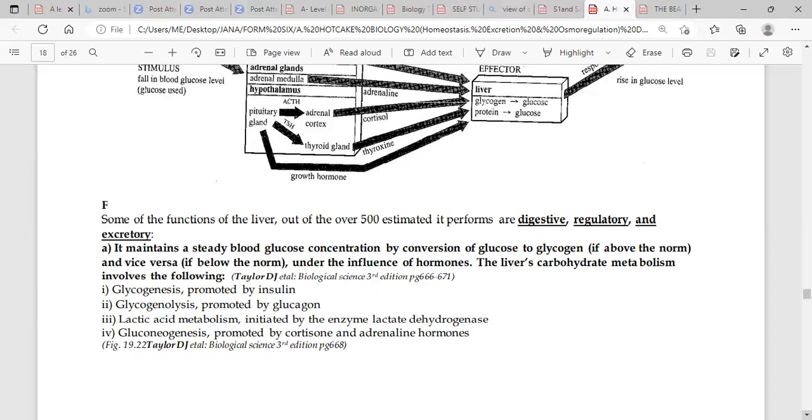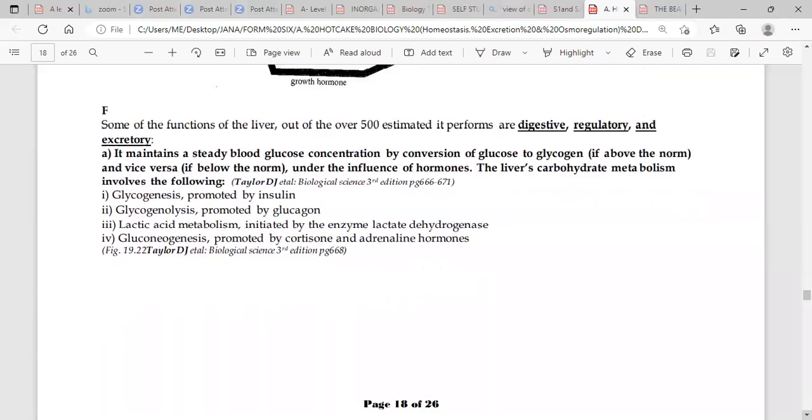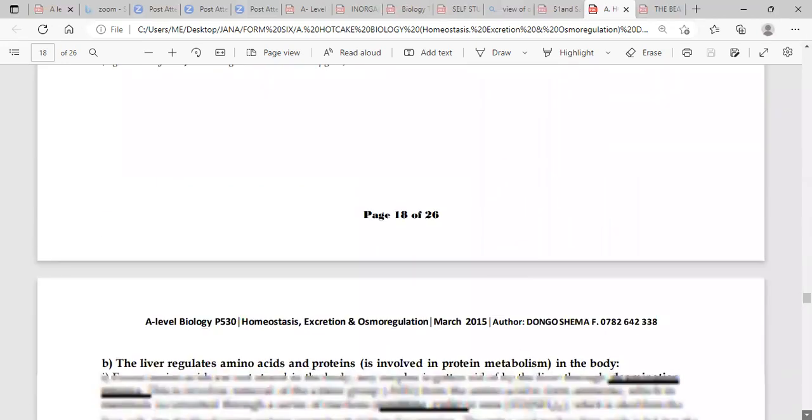So the liver's carbohydrate metabolism involves the following: glycogenesis promoted by insulin, glycogenolysis promoted by the glucagon hormone, lactic acid metabolism initiated by the enzyme lactate dehydrogenase. Then we have gluconeogenesis promoted by cortisol and adrenaline hormones. That is gluconeogenesis, where we have glucose being produced from non-carbohydrate substrates. Those are the ways through which the liver's carbohydrate metabolism is maintained.